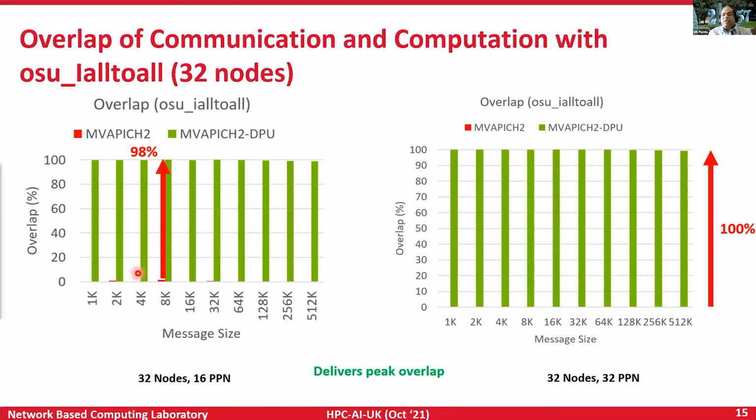In the eager, basically the CPU does the copy. So you don't see any overlap. And in the large messages, we do this rendezvous. That means the CPU has to be involved to make some progress. So that's why the overlap is very low. You will see it is almost non-existent.